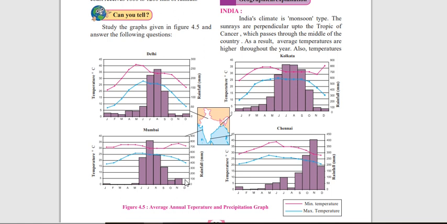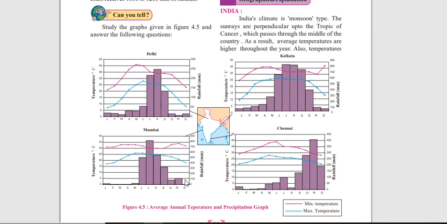The 4th question. In which city is the range minimum? What can you infer from this? The range is minimum in Chennai, indicating that Chennai has an equable climate. In which city is the range maximum? What can you infer from this about its climate? The range is maximum in Delhi, indicating that Delhi has an extreme climate.